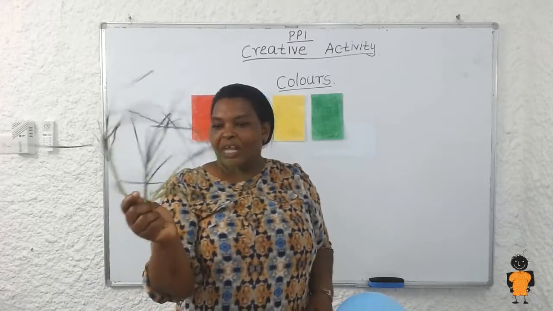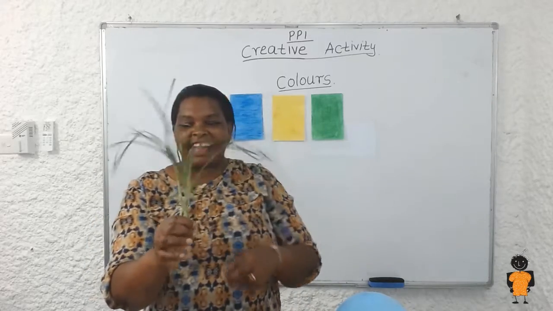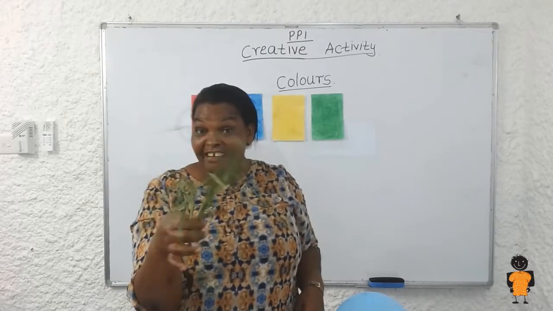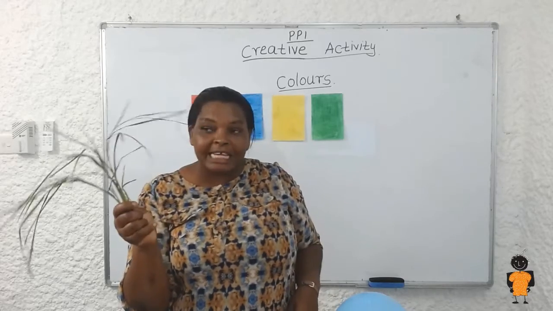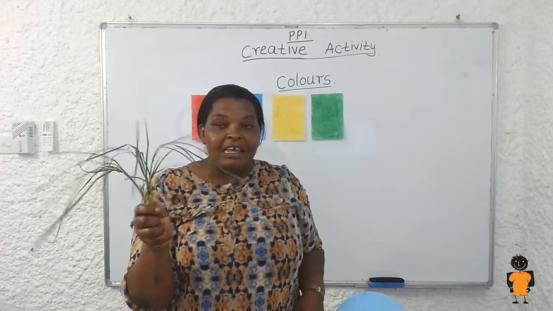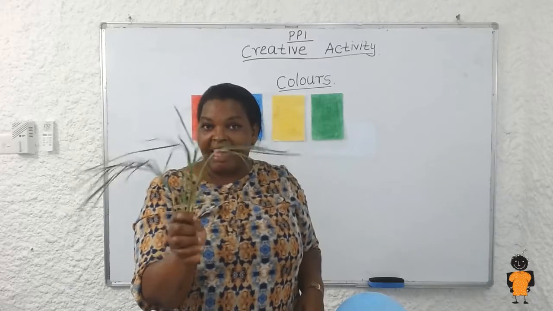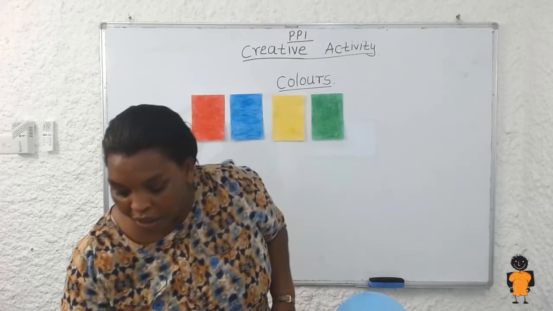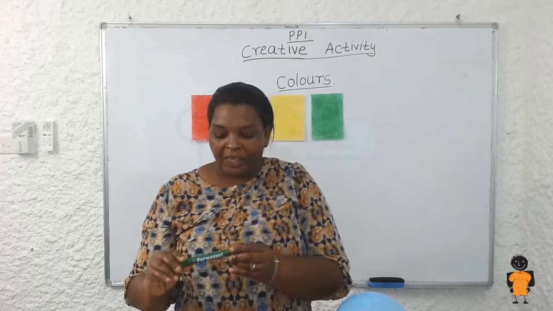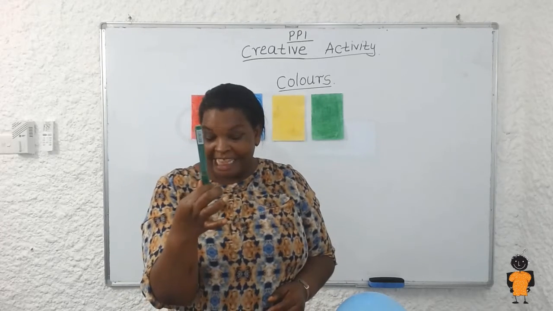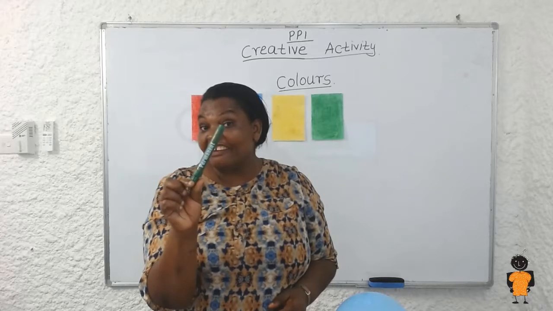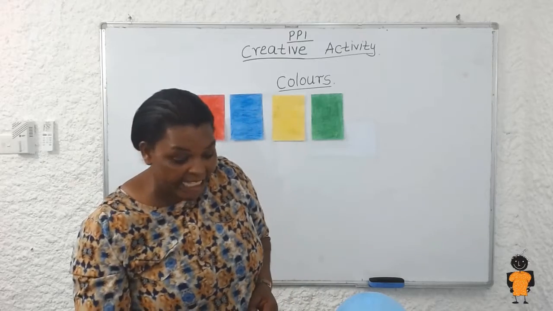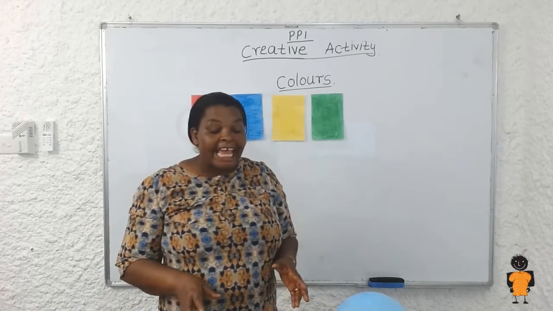We have also this one here. Can you say grass? The color of grass is green. When you peep outside and you look, you will find that grass outside, they are in green color. Good. I have also this one here. This is also a black pen. And it is in green color. Good. Learners, now we have seen those objects with these colors.